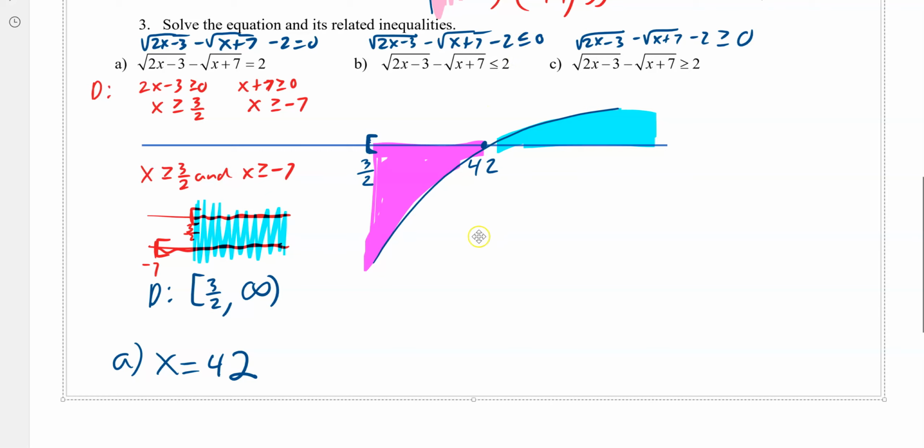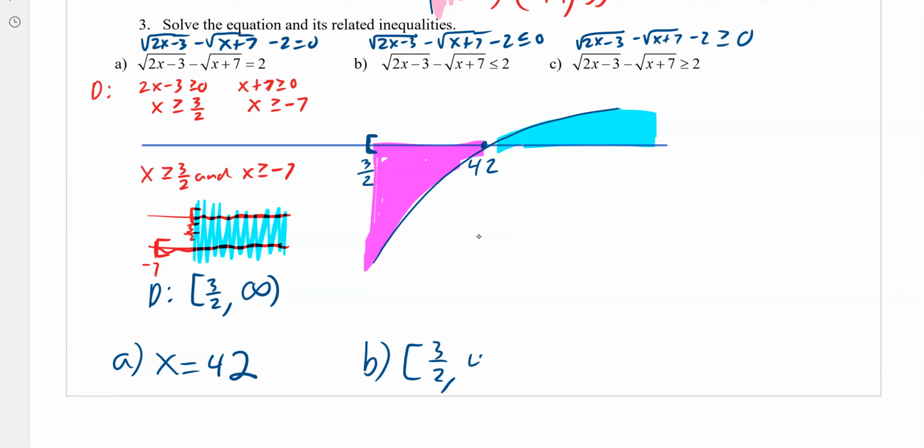So for less than, part B, we know it's from 3/2, comma, 42, bracket. So it's a bracket because it's less than or equal to. This is always a bracket because it comes from our domain. 3/2, comma, infinity. So you see the bracket sitting right there. This right here is what we use here. So it's already got a bracket. We're just attaching it again.